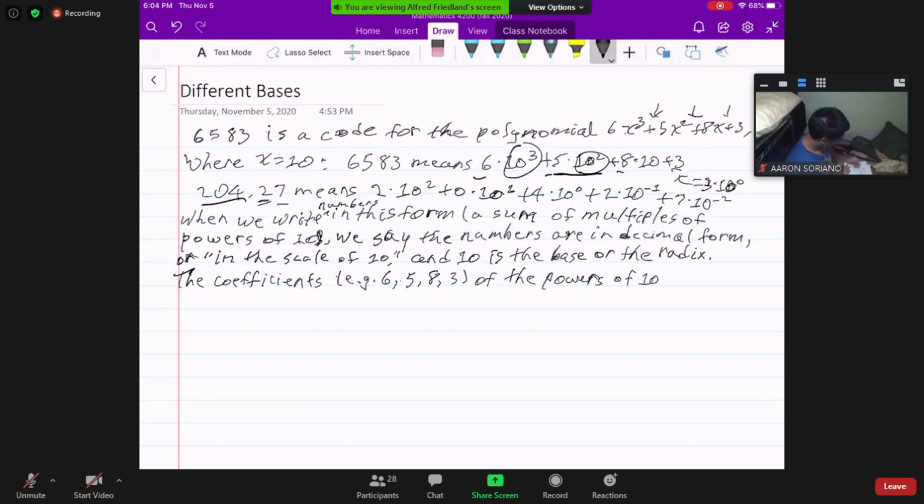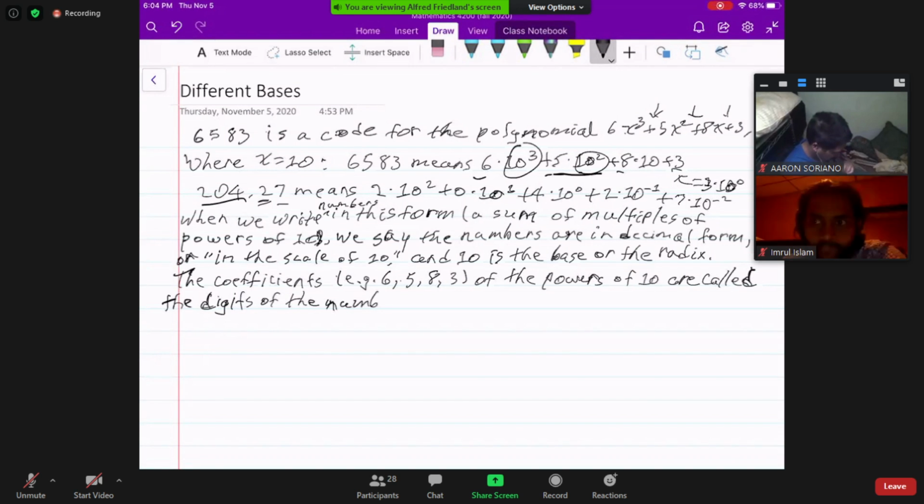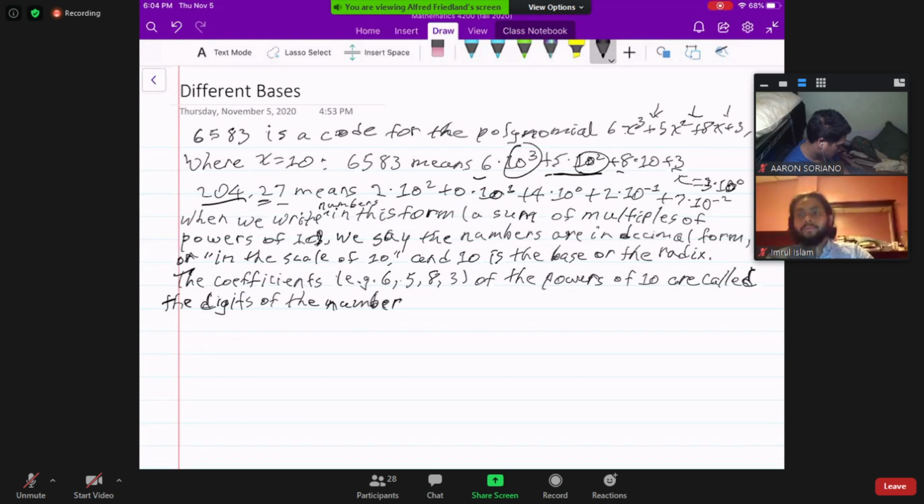The coefficients of the powers of 10 are called the digits of the number. Now, strictly speaking, I don't know if you've come across this use of the word digit, but your fingers are called digits, 10 digits. So digit actually, like decimal, refers to 10.